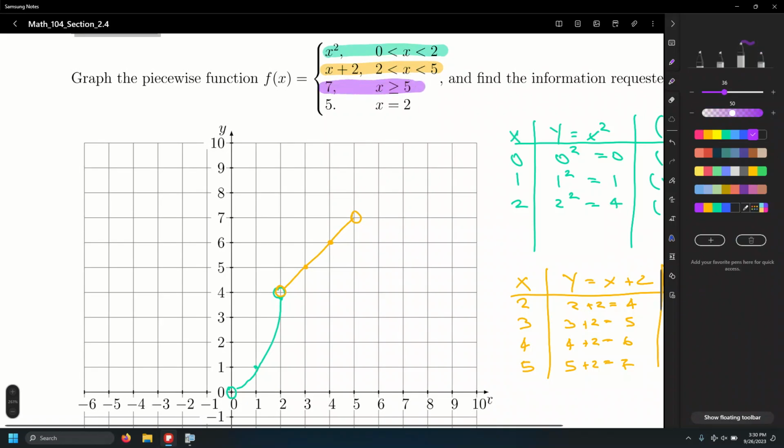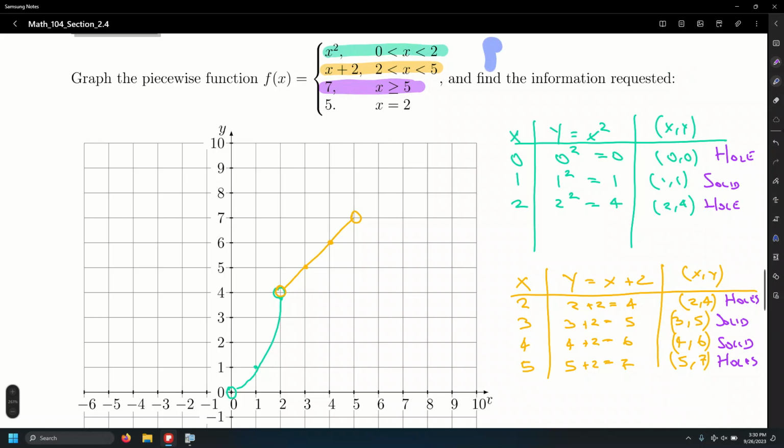7, for values of x greater than or equal to 5. Well, that f of x equals 7, it's one of those constant functions. It's a horizontal line. So technically, that should be the following line, this horizontal line at y equals 7.